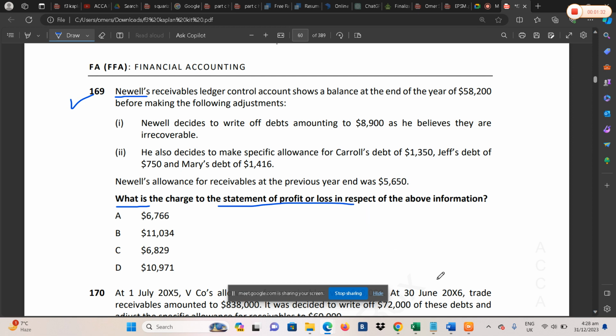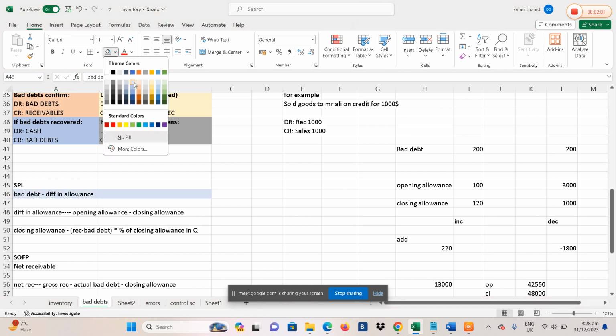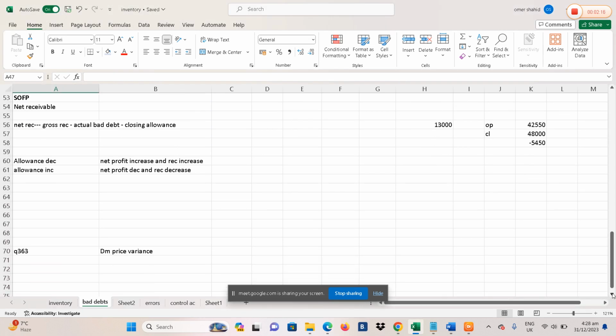If you remember in my last lecture, I taught you the formula if the question states what will we charge in profit and loss. We will use the formula bad debts minus difference in allowance, right? Here was our formula, bad debts minus difference in allowance. So what will we charge in profit and loss? We will use the formula bad debts minus difference in allowance. So let's solve question 169 using this formula.